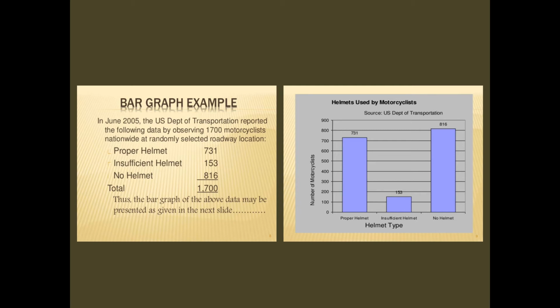Well, in June 2005, the US Department of Transportation reported the following data by observing 1700 motorcyclists nationwide at randomly selected roadway locations. Here, motorcyclists with proper helmet were 731, those with insufficient helmet were 153, and those with no helmets were 816. Thus, the above mentioned data can be represented in form of a bar graph as shown here.